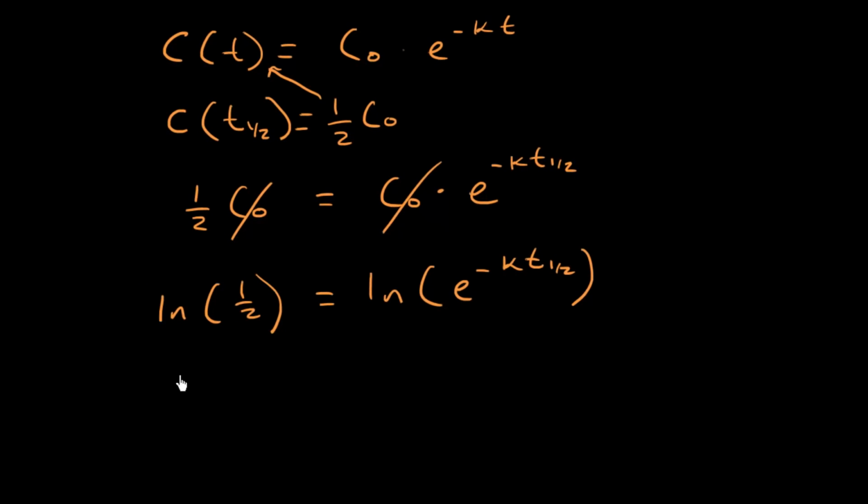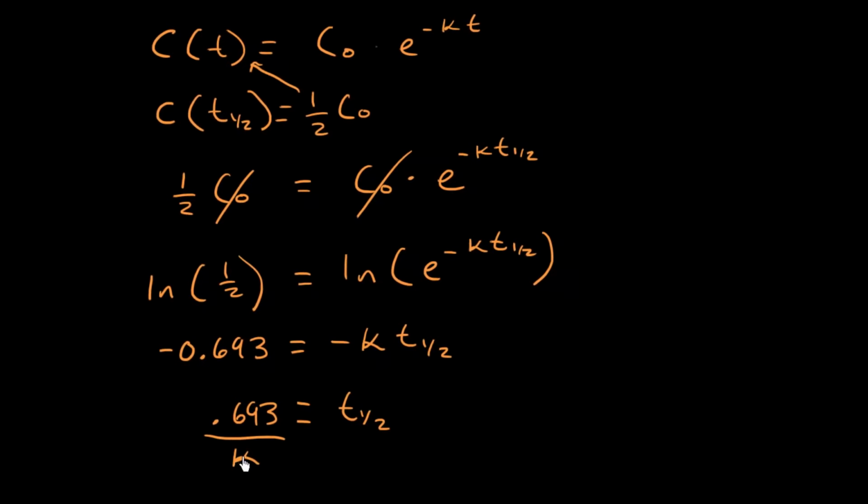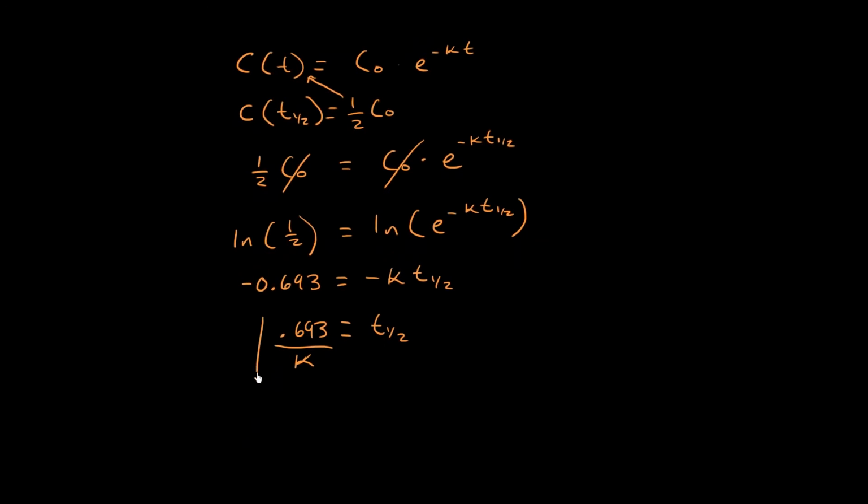Now the ln of 1/2 is going to be equal to negative 0.693, and the ln of e raised to anything is just the anything. This is going to equal negative k t, and that t is the half-life. So if I solve for the half-life, the t 1/2, the negatives cancel out, and this is where I get the 0.693 over that elimination rate constant. So here is where that equation is coming from.